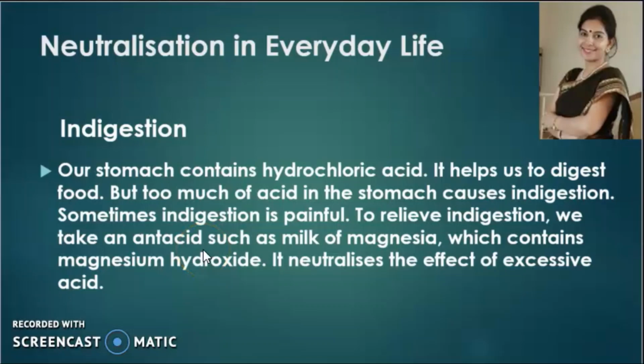Now this neutralization reaction is used in our everyday life. The first example is indigestion. As we all know, our stomach contains hydrochloric acid because it helps in digesting the food. But too much acid in the stomach causes indigestion, and sometimes this indigestion is painful. What do we do to relieve pain from indigestion? We use antacids like milk of magnesia. Milk of magnesia contains magnesium hydroxide, which is a base, so it neutralizes the effect of acid in our stomach.